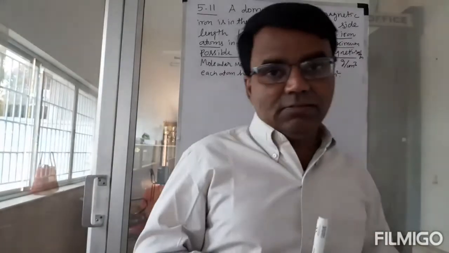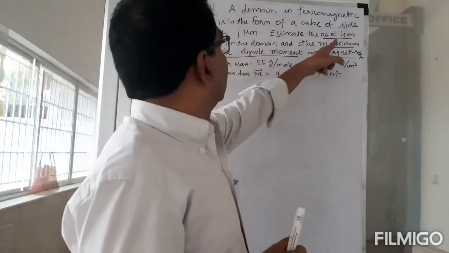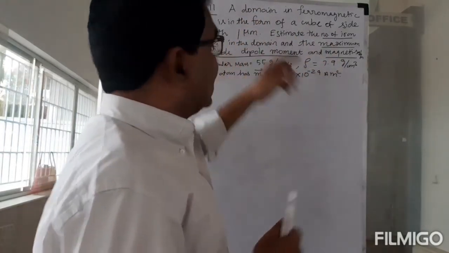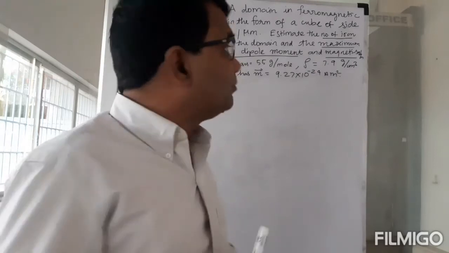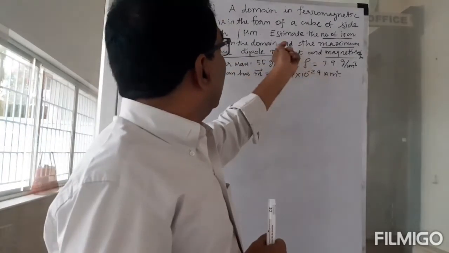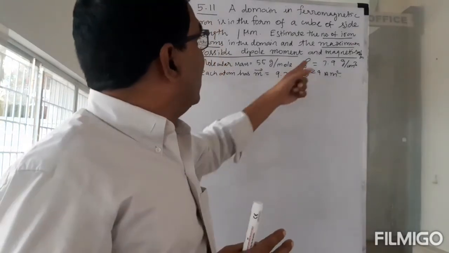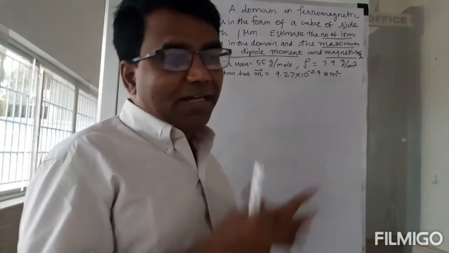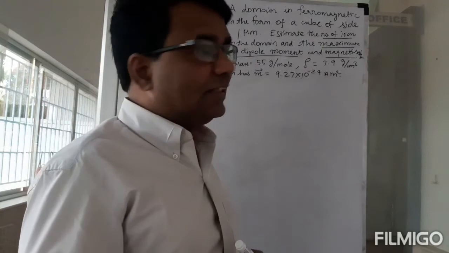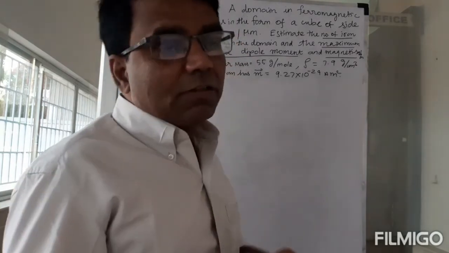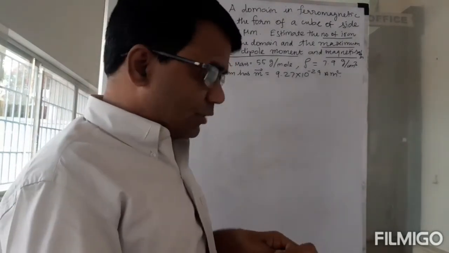So using this data, you are supposed to find the number of iron atoms in that cube, in that domain, and the maximum possible dipole moment and magnetization. So maximum possible magnetization. So these three things you are supposed to find. Okay. Then how do we do that?